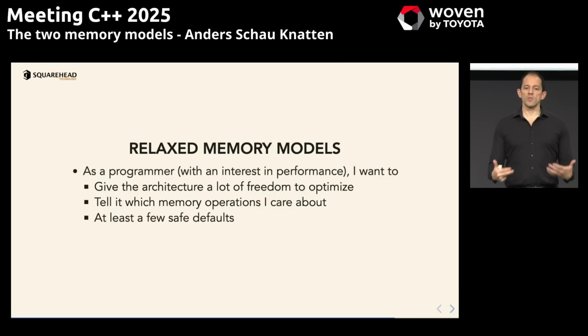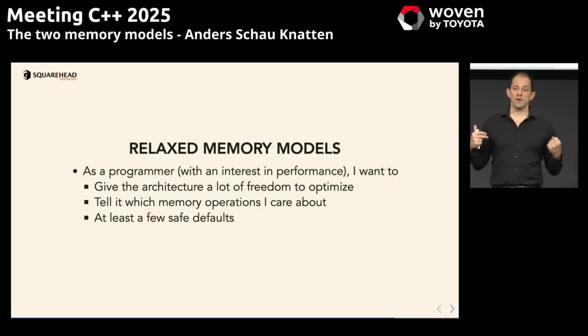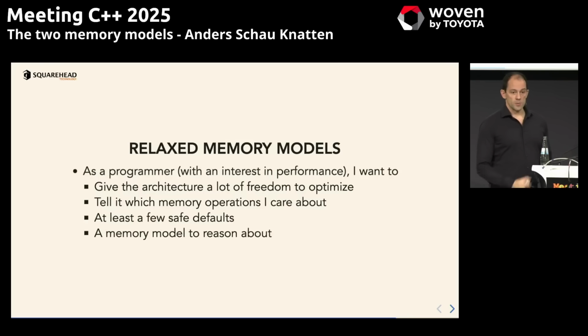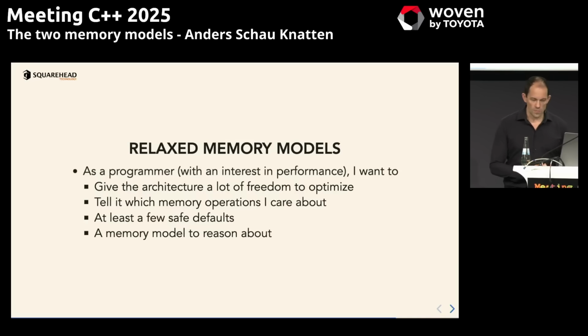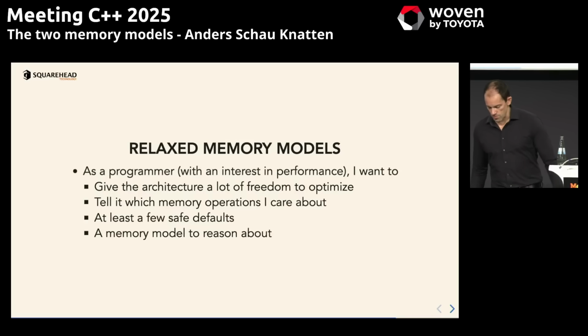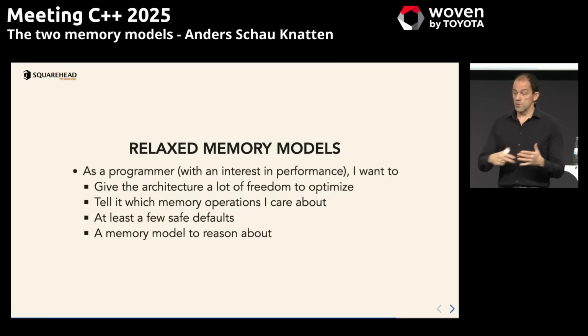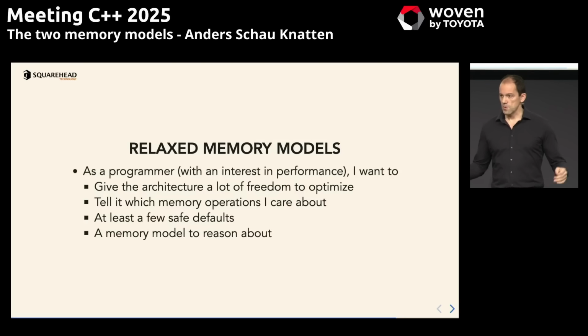But I want a few safe defaults, right? So I don't have to put a fence between every memory operation in my entire program. So then I need this memory model to reason about. And we saw that x86 had this memory model where you just said you can do a store after a load, the rest is preserved. So everything is preserved except one thing. But RISC-V, for instance, says nothing is preserved except a few things. So it's kind of the other way of thinking about it.